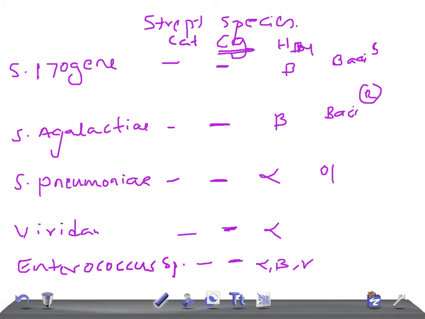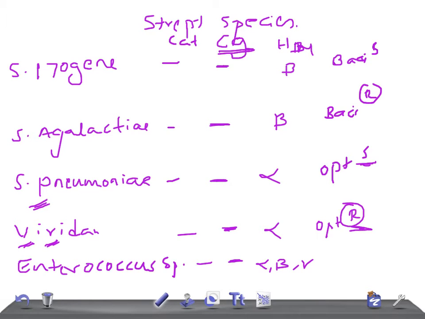Strep pneumoniae is optochin. Is it resistant or sensitive? It's sensitive, guys. Strep pneumoniae, P and S. Viridans is optochin resistant. I don't know if there's a mnemonic, let me: PQRS. You can remember like that. Viridans is for R, resistant to optochin.